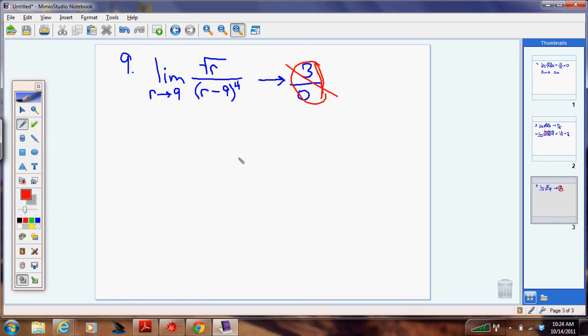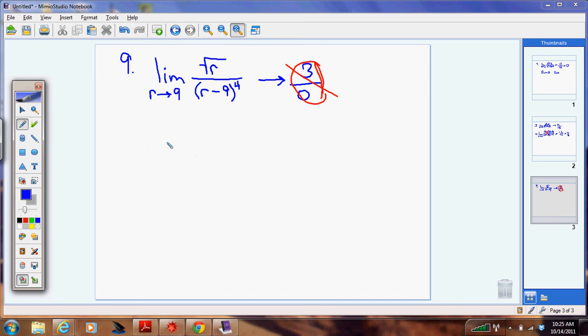But although we don't want it, that doesn't mean we don't get something from it. Because this is not in the indeterminate form 0 over 0, we still have some meaning happening here. The denominator is getting smaller and smaller as r gets closer to 9. This part here is approaching 0. The numerator is approaching the constant 3. So if you think about the examples that we've done before where the numerator is approaching a constant but the denominator is getting smaller, the quotient is going to be getting larger.